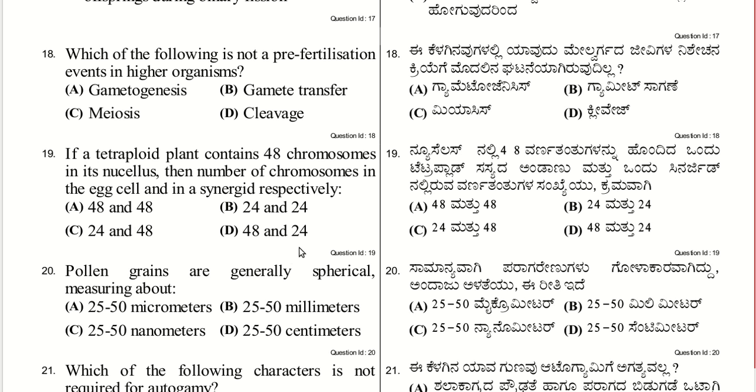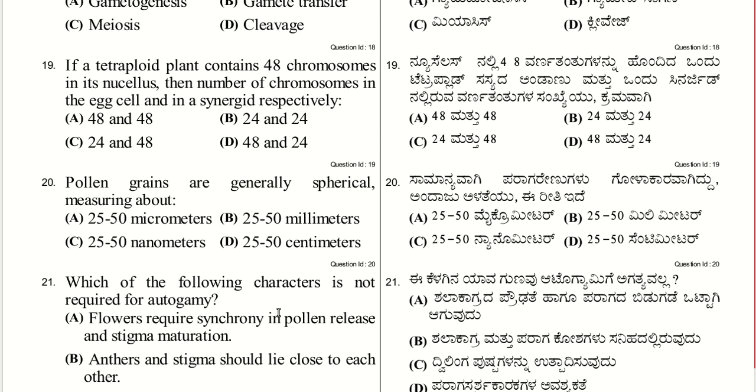Pollen grains are generally spherical, measuring about 25 to 50 micrometers, 25 to 50 millimeters, 25 to 50 nanometers, or 25 to 50 centimeters. So they are spherical and measuring about 25 to 50 microns, that is micrometers. So 20th, A is the answer, 25 to 50 micrometers.